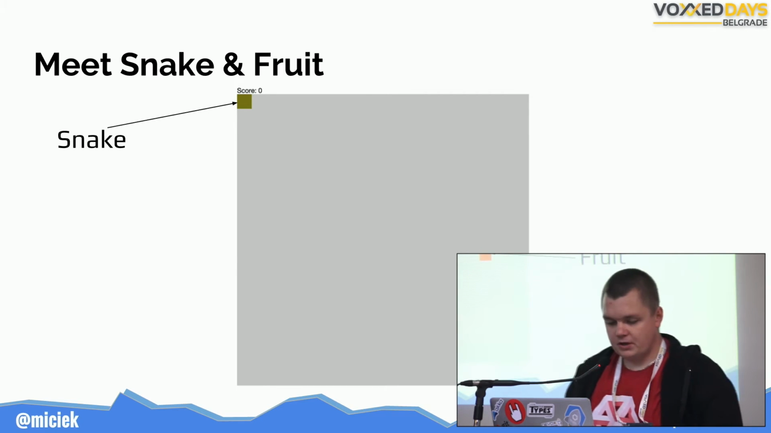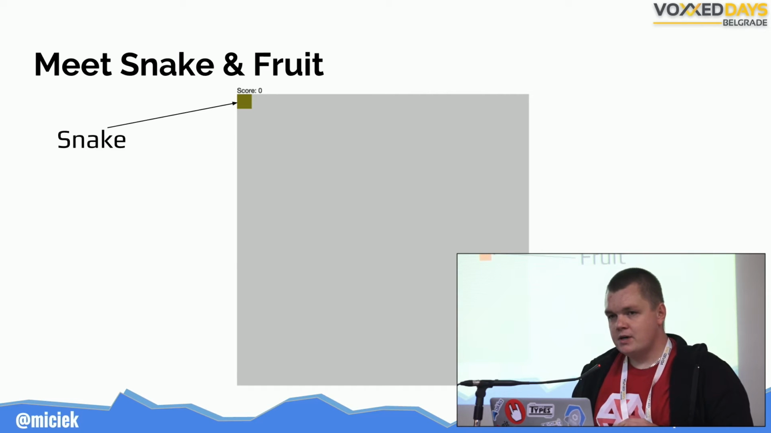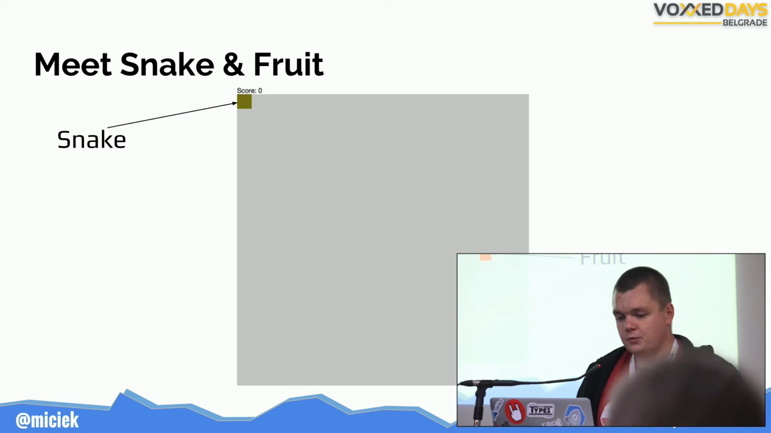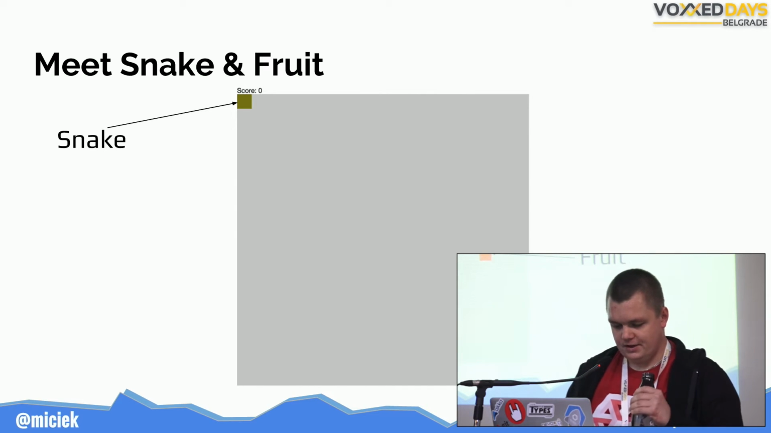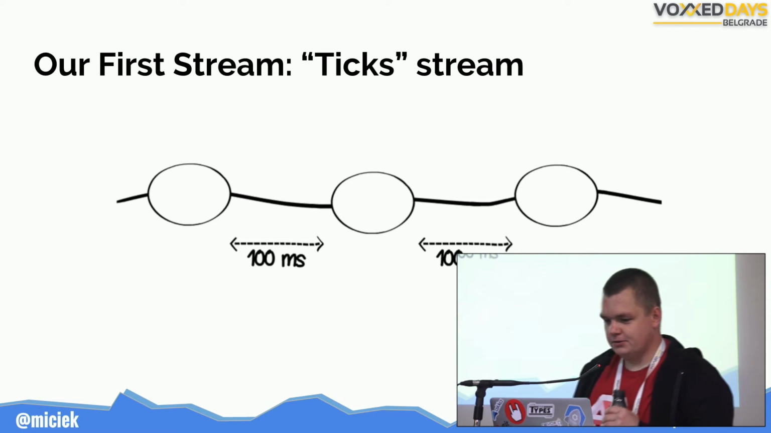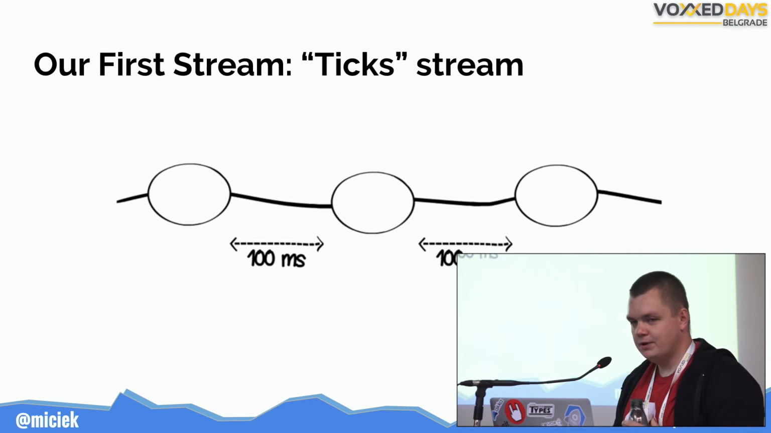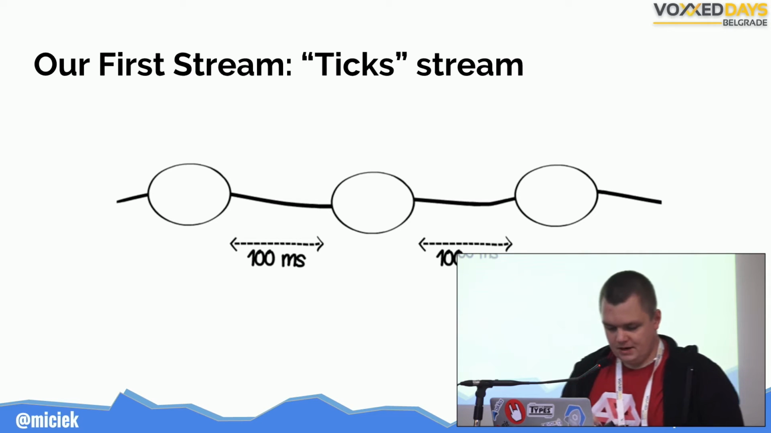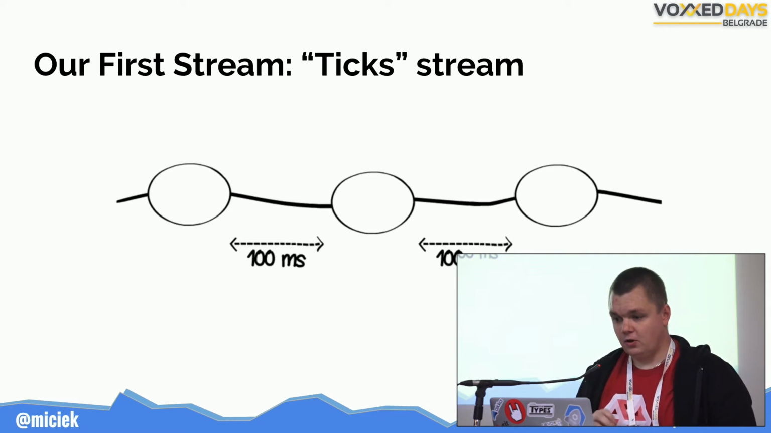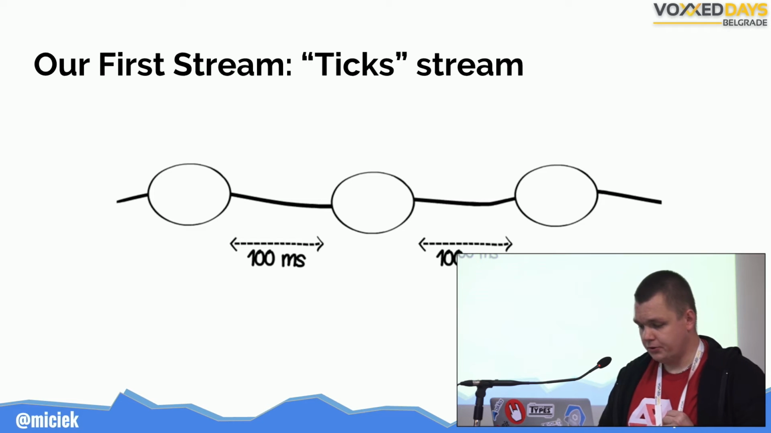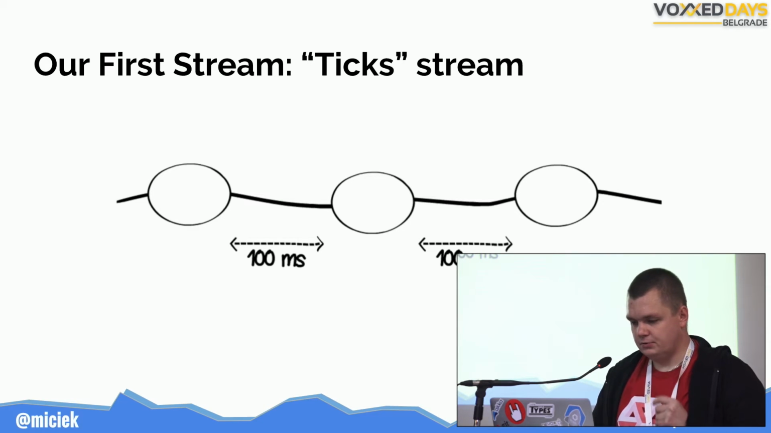Okay, let's meet the characters for today. The gray area is the board, the red square is the fruit, and the green square is our protagonist, the snake. And the first stream is just a stream of empty objects that appear every 100 milliseconds. This is the building block for the whole game. This will make everything move around without players touching any keyboard keys. So this is the first stream. We'll call this stream ticks.